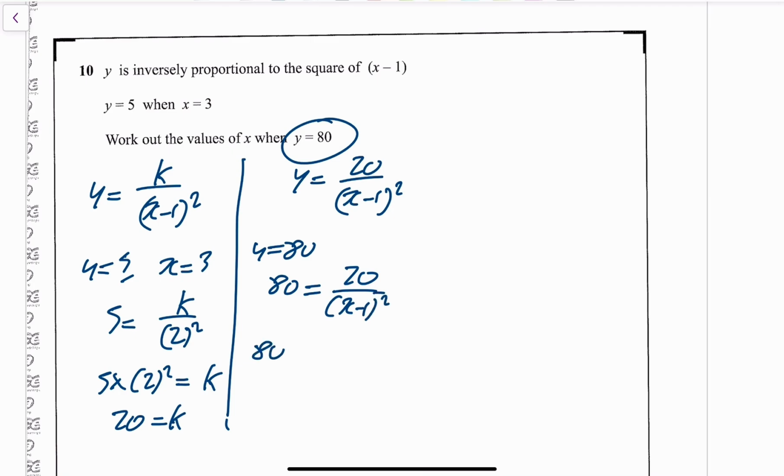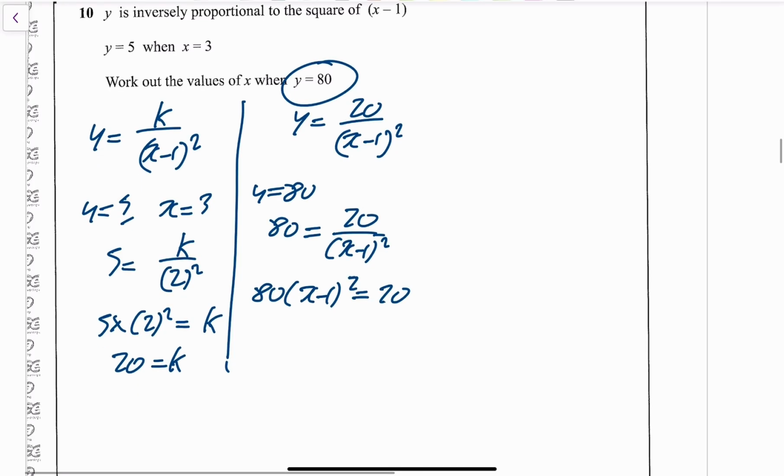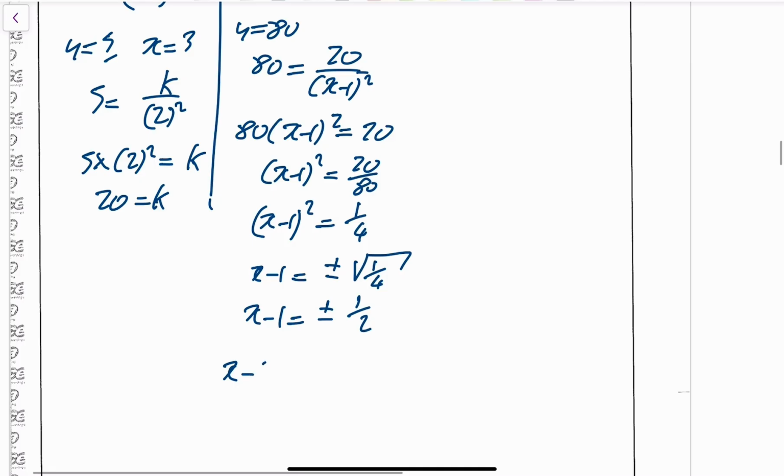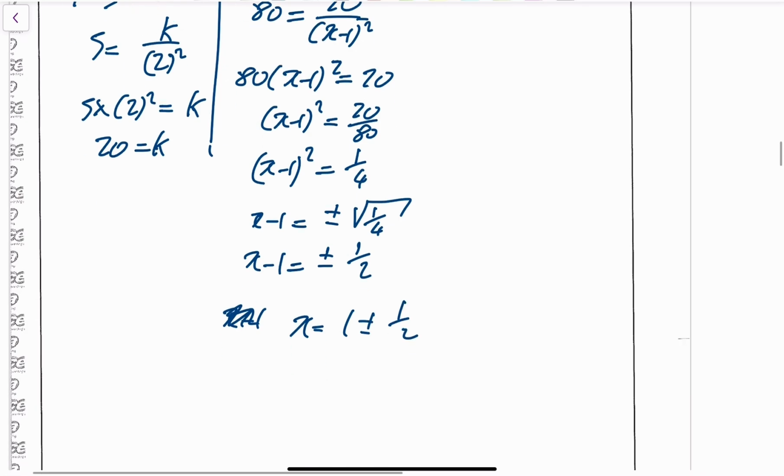And let's do a wee bit of cross multiplying. 80 times x minus 1 squared is equal to 20. Divide across by 80, x minus 1 squared is equal to 20 over 80. x minus 1 squared then is equal to 1/4. And then x minus 1 is equal to plus or minus the square root of 1/4, which means x minus 1 is equal to plus or minus 1/2. We'll write that as x is equal to 1 plus or minus 1/2.